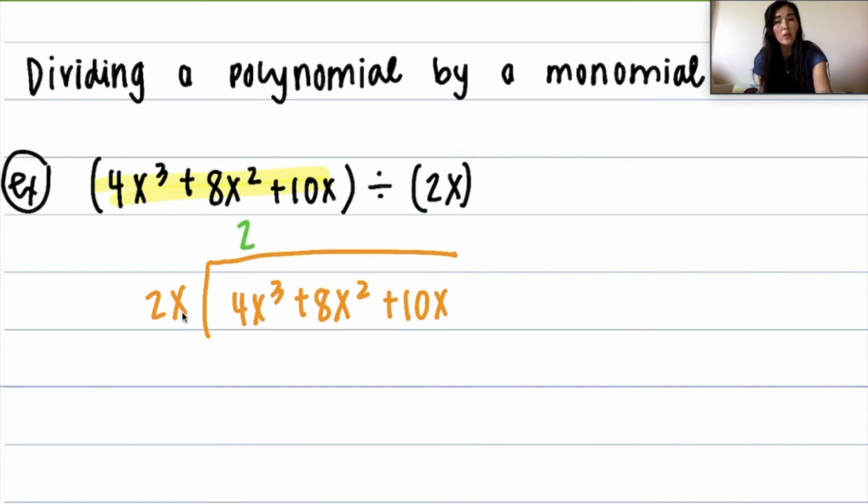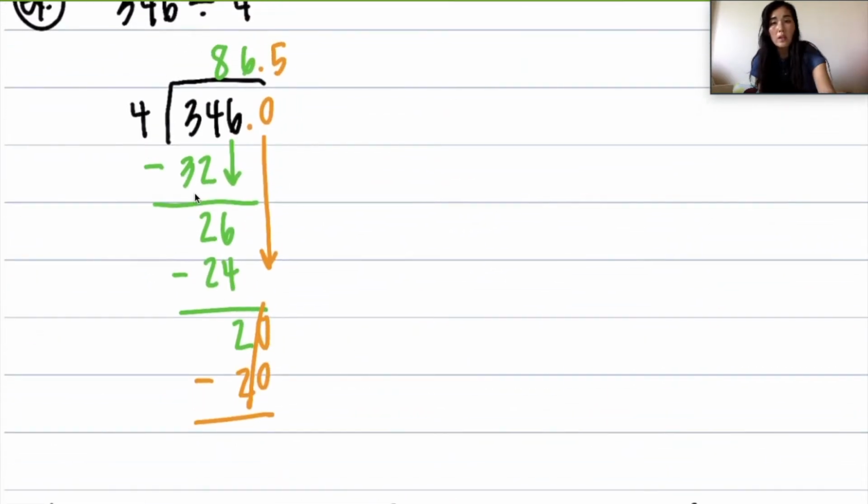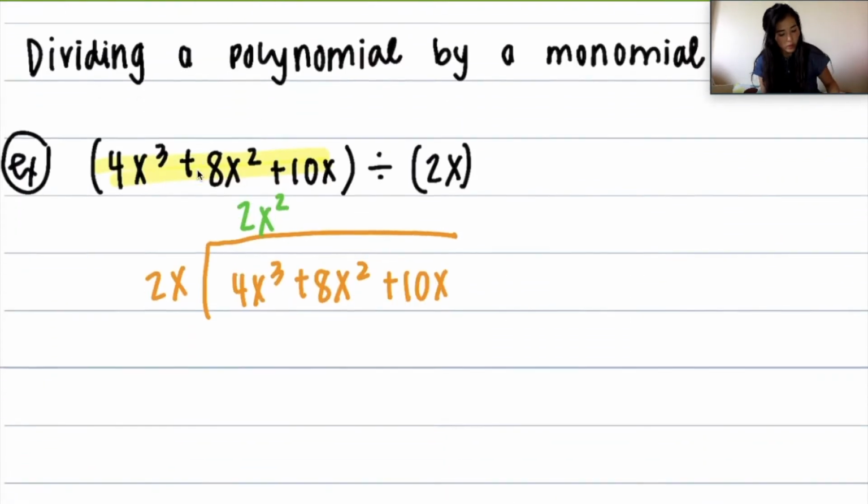And so you would say, okay, x times what is going to give me this x to the third? And it would be x to the second. So we would also put x to the second here. All right, just like we did in this example here, when we said that, okay, 4 goes into 34 8 times, how we got this number here was because it was 4 times 8, which was 32. So you're going to do the same thing here.